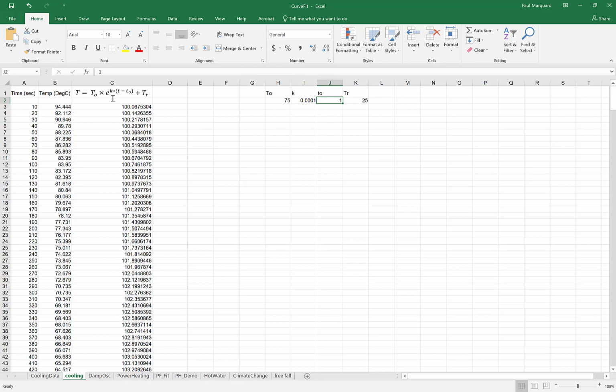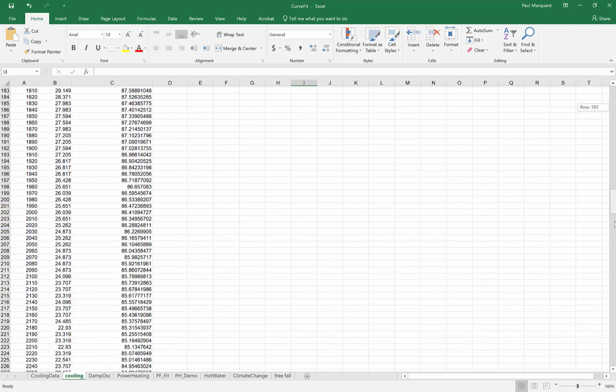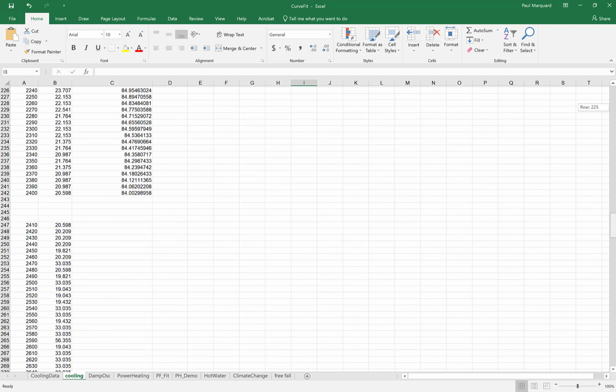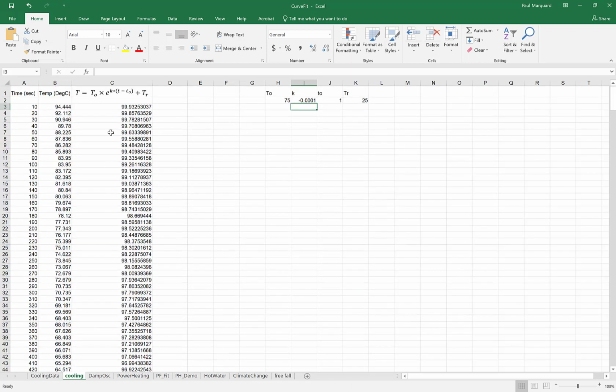Oh, big mistake in here. I need a minus sign in front of this I2. That's the k value, so let's just make that negative, and we should be in good shape. All right, and you can see my temperatures are decaying, not fast enough. By the time I get down to about 25 degrees, my function's only at 84, but that's all right. That's just the fact that my values are not close enough.